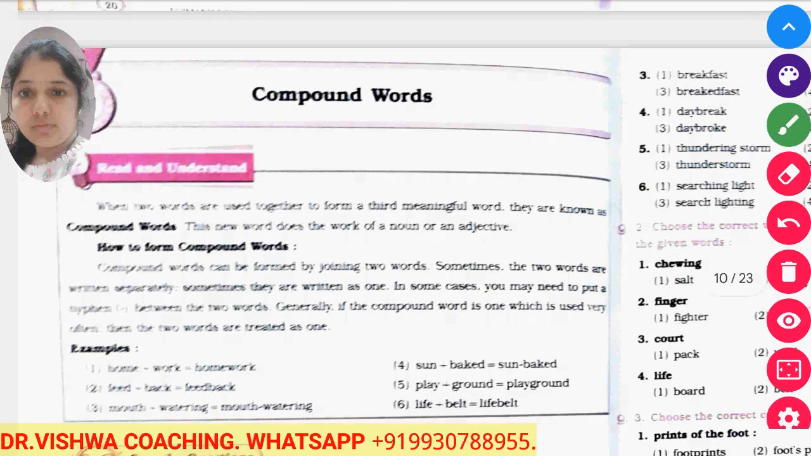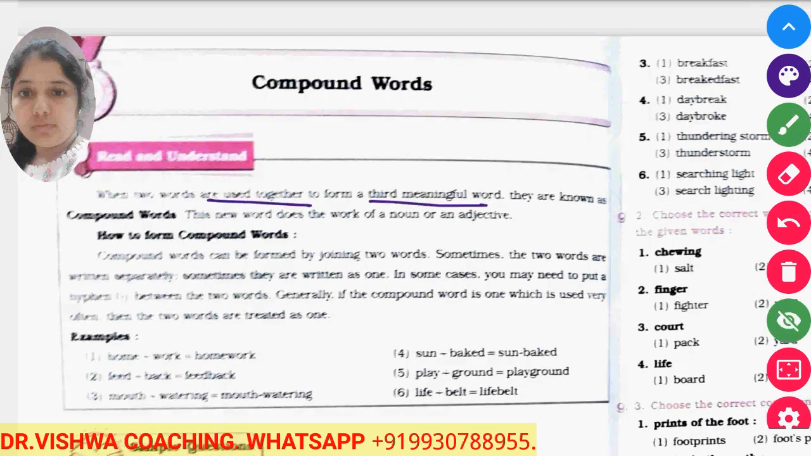So there are some examples of compound words, like sun-baked. Sometimes they are written together, or sometimes a gap is put in between them, or they are shown connected with a dash. Now we will directly move to the exercise. There are so many words we use in our daily life: classwork, homework, blackboard. All these are compound words.